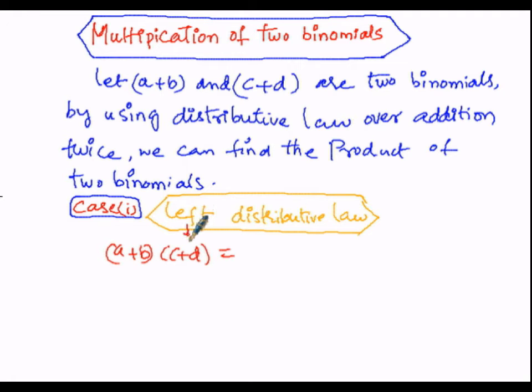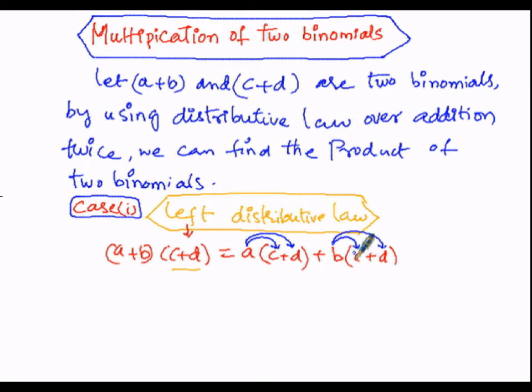Since we are applying the left distributive law, we have to multiply the left binomial, a plus b, with the second binomial, c plus d. That gives us a into the entire second binomial, c plus d, plus the second term of the first binomial into the entire bracket of the second binomial. This can also be written as: a must be multiplied with c first, then a with d, and similarly b, a monomial, multiplied with the binomial, so b into c and b into d.